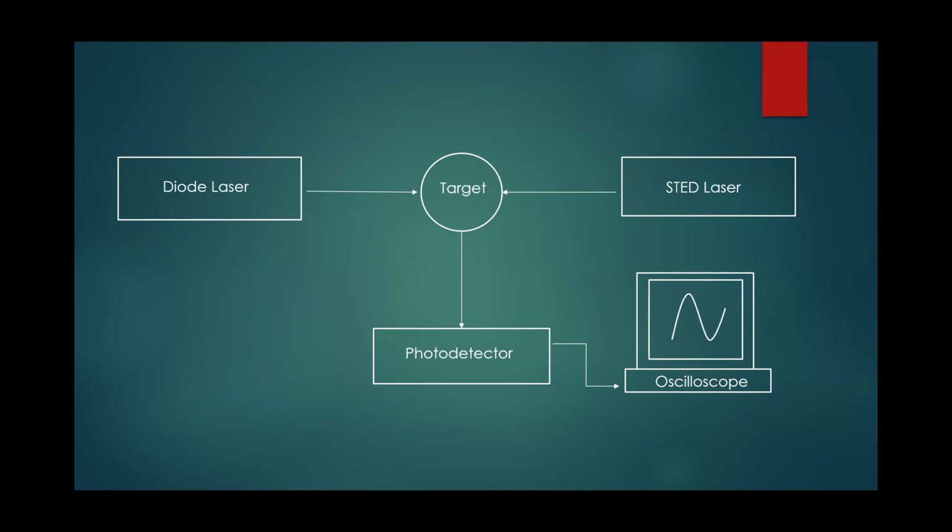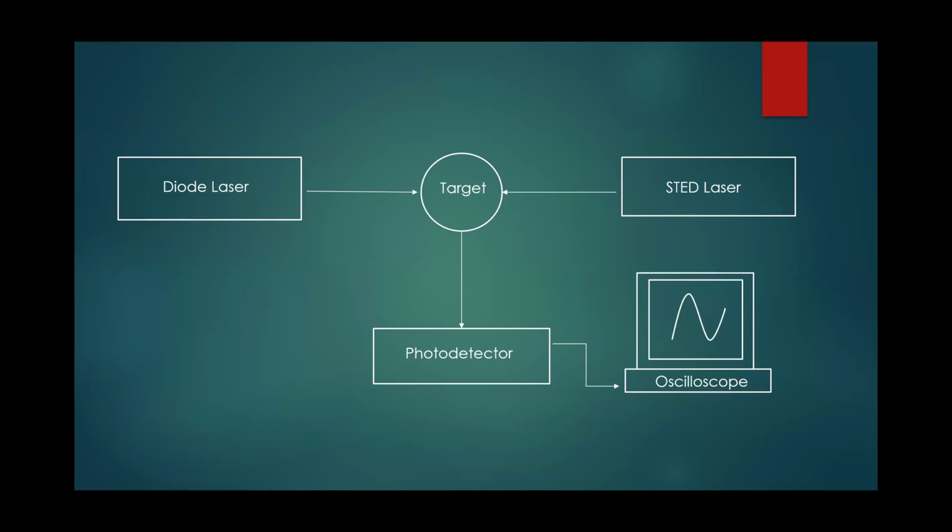This excites the electron of the particular target source from the ground state to the excited state. So as a result, the population in the excited state increases, which results in a population inversion. This causes a radiation. Now, simultaneously, we will pump using an STED laser.